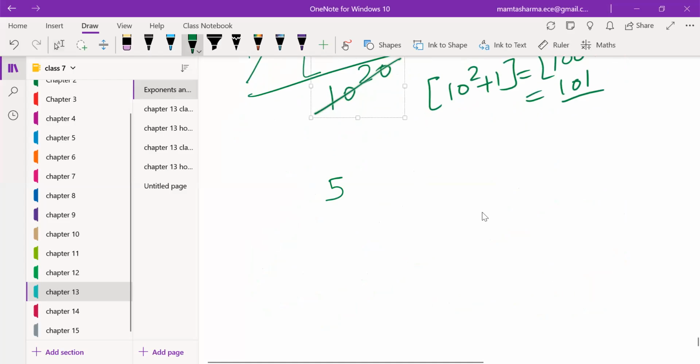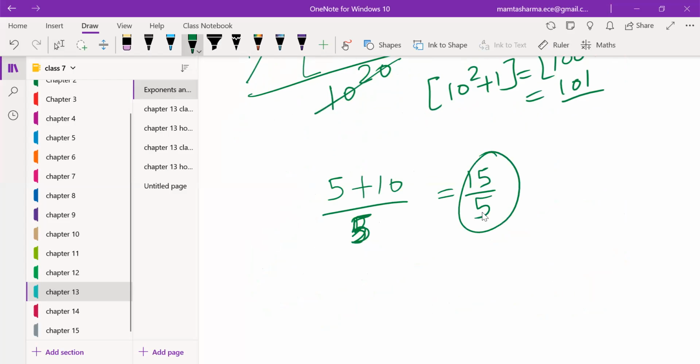Ritvik, if I say 5 to the power 22 plus 5 to the power 20, divided by 5 to the power 20, how will you solve it? One method is to add the two terms and then divide. Since the exponent is large, these are very large numbers, so we can't add these two numbers.